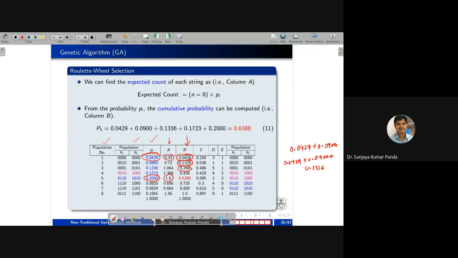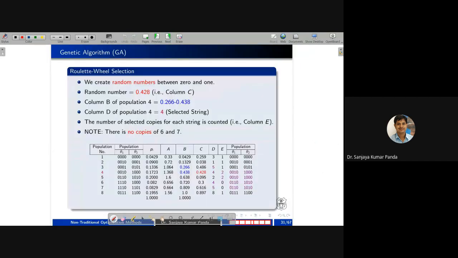After calculating the cumulative probability, you come to column C. Column C contains random numbers in the range of 0 to 1. Any number. These values are random numbers generated using any function. In MATLAB, while discussing the implementation part, I'll show you there is a function called RAND. If you type this function, it will generate values in the range of 0 to 1. It may be any value.